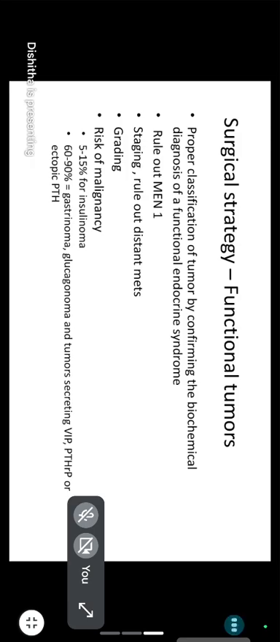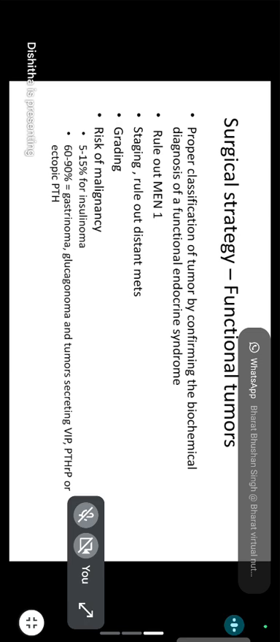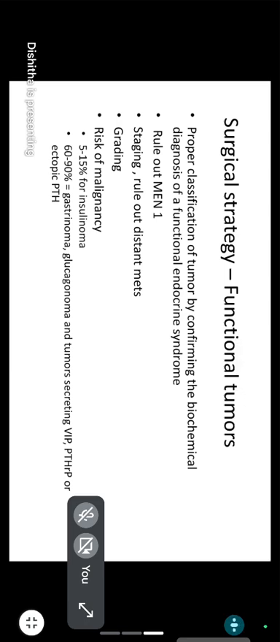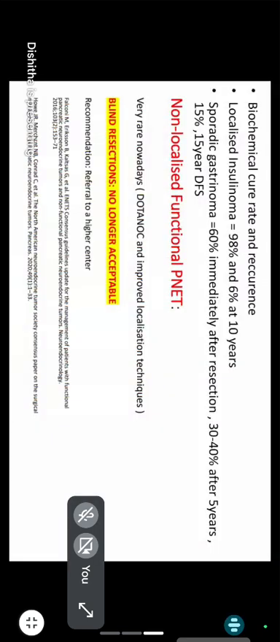While in case of functional tumors, we need to first classify into which functional endocrine syndrome it fits. Most of these are associated with MEN1, so we have to rule out MEN1. Staging needs to be done to rule out distant mets, grading, and risk of malignancy. Insulinoma, only 5 to 15% are malignant. But when it is a gastrinoma, glucagonoma, or VIPoma, 60 to 90% of the time they are malignant. So there is biochemical cure rate and there is recurrence.